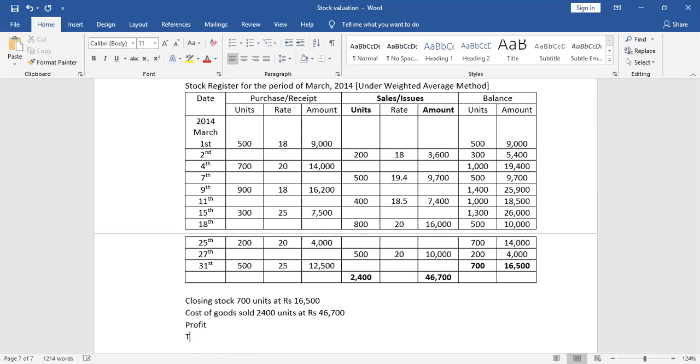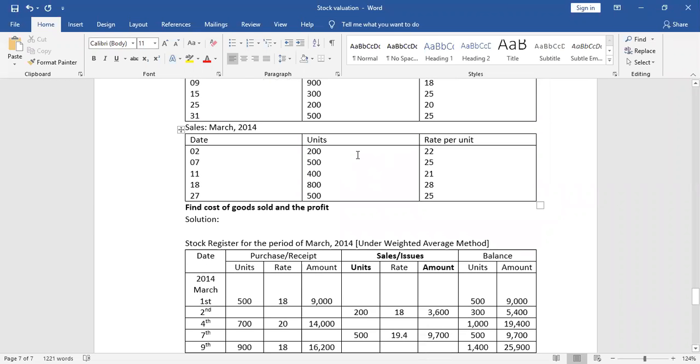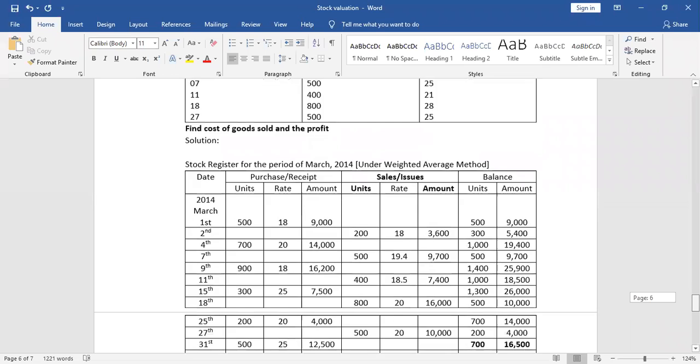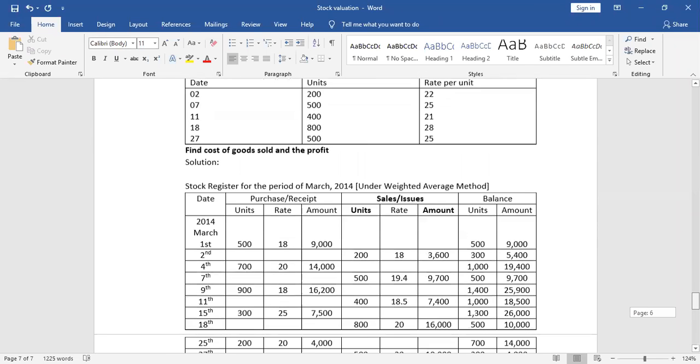So profit कैसे निकालेंगे? टोटल सेल्स माइनस कॉस्ट ऑफ गुड्स सोल्ड. बट टोटल सेल्स तो हमें नहीं मालूम, तो टोटल सेल्स कैसे निकालेंगे? वन बाय वन वी विल सी द सेल्स. 200 into 22. फर्स्ट डे में वी सोल्ड 200 यूनिट्स फॉर 22. तो यहाँ लिखेंगे 200 into 22 मल्टीप्लाई करके गिव मी द आंसर. हाउ मच आर यू गेटिंग? 4,400.